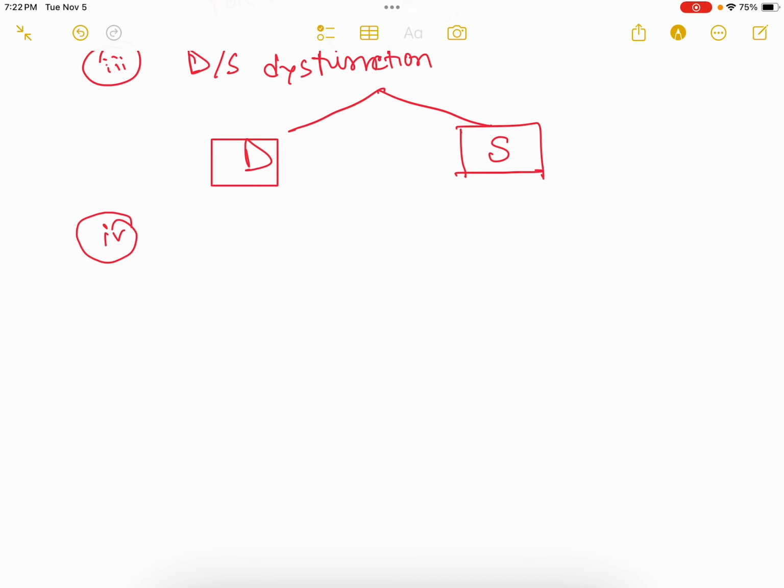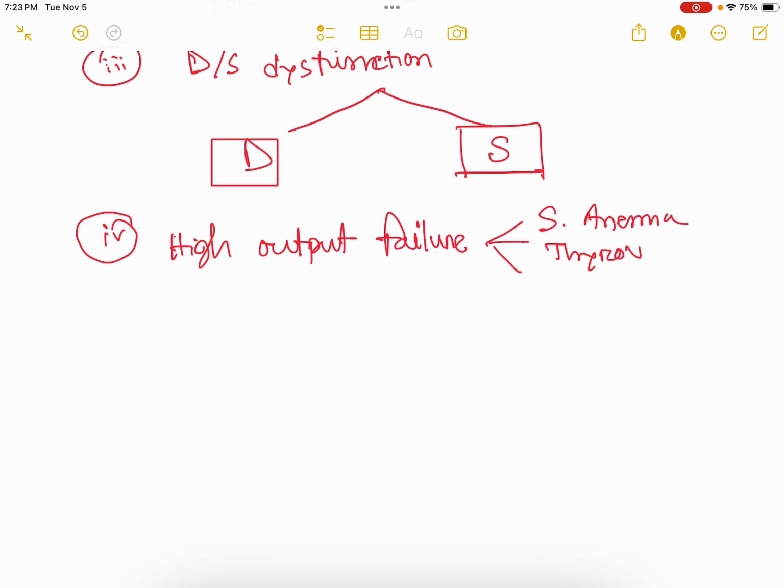Number 4, high output failure. These conditions are associated with a very high cardiac output, and they usually have a hyperdynamic circulation. High output failure is caused by severe anemia, thyrotoxicosis, and beriberi.